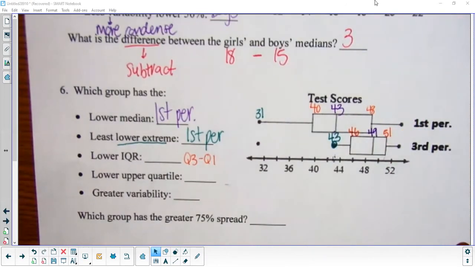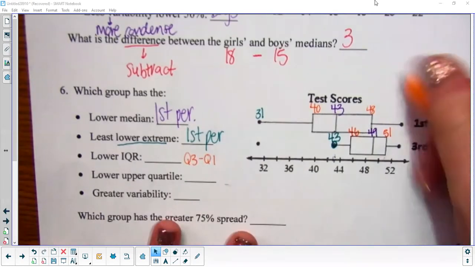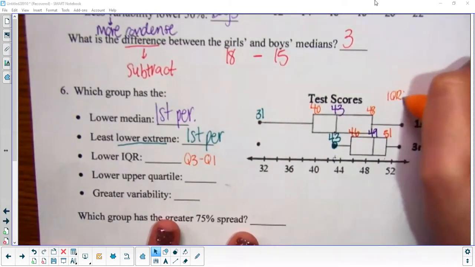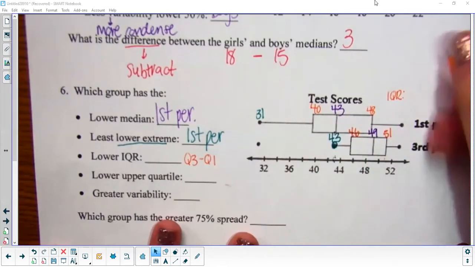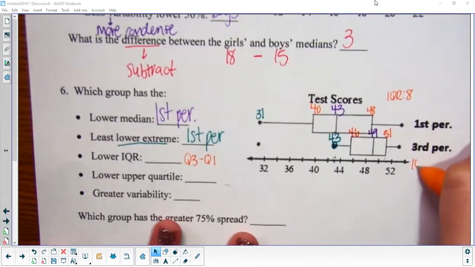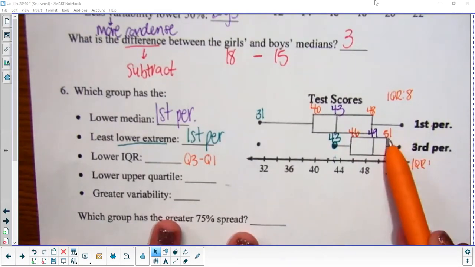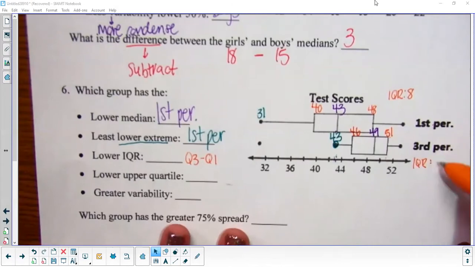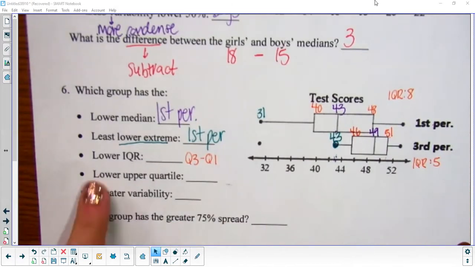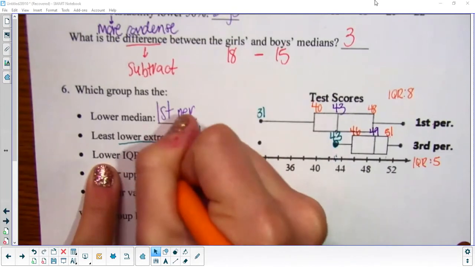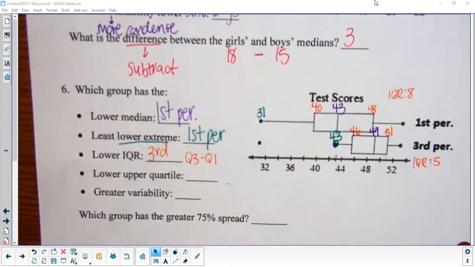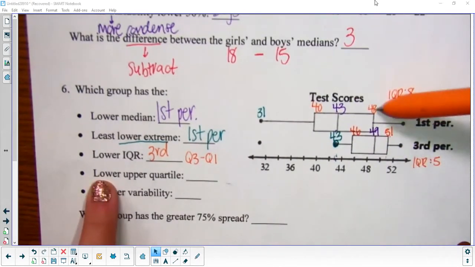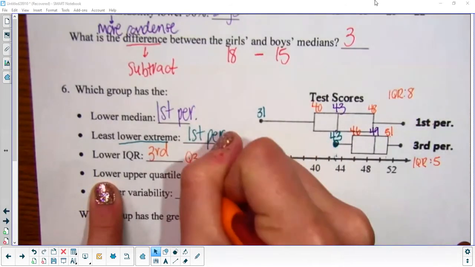All right, so let's find first period's interquartile range. So the IQR, taking Q3, 48 minus 40 is 8. The IQR for third period, 51 minus 46 is 5. So the one that has the lowest IQR is third period. All right, which one has the lowest upper quartile? The upper quartile is Q3, the one that's on the line over here. The one that has the lowest one is going to be first period, 48.